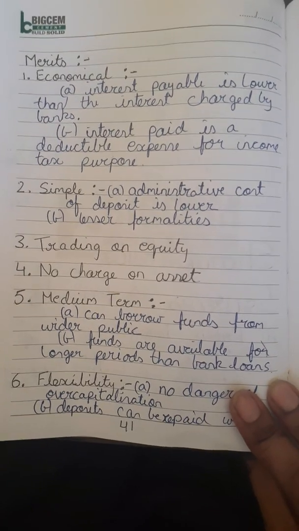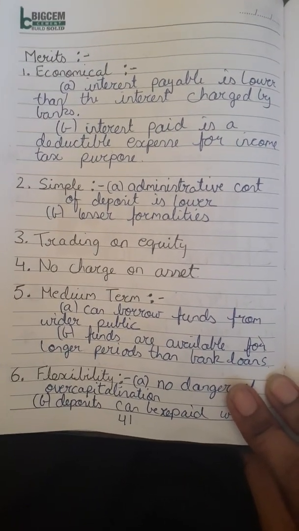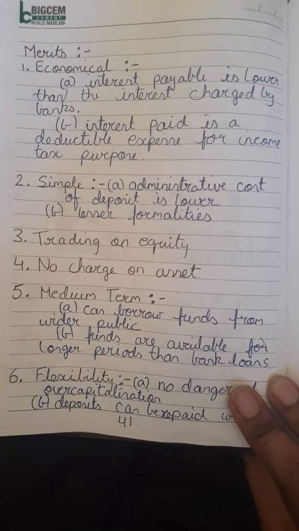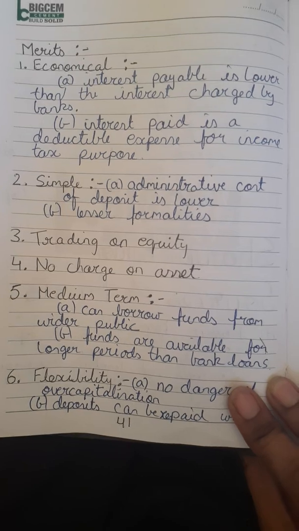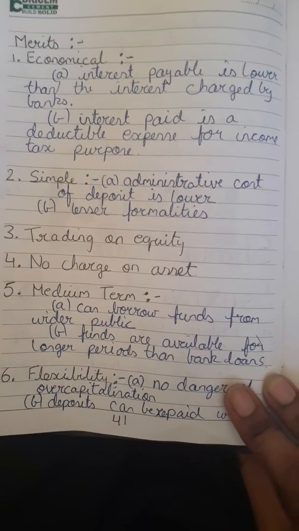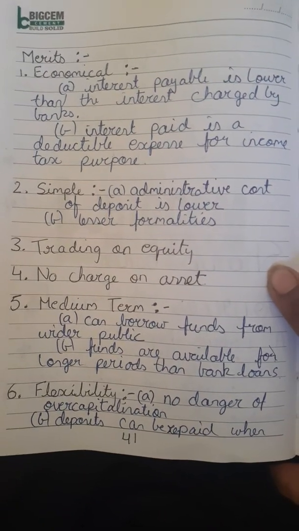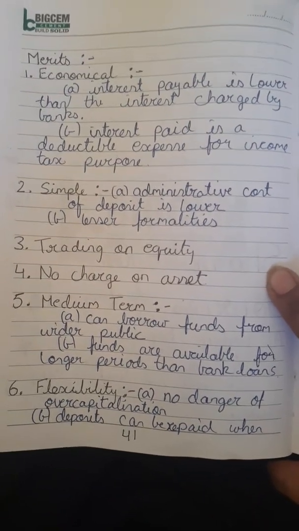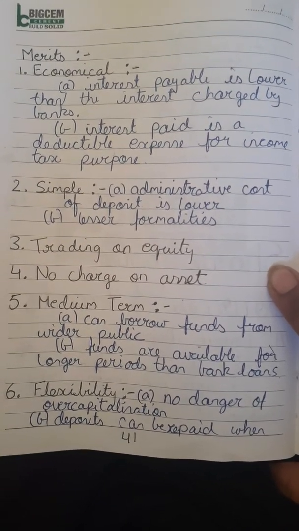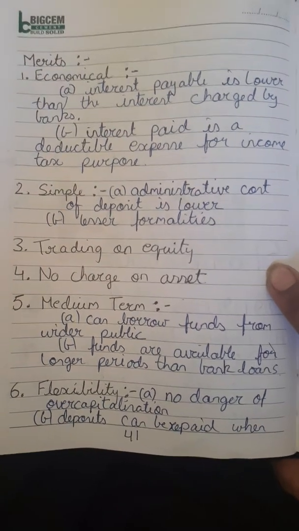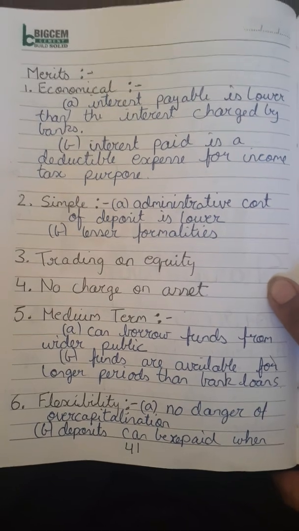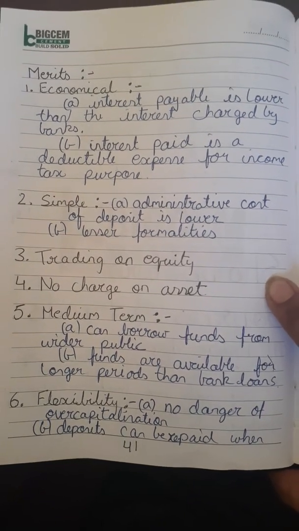The first reason is economical. The interest which a company pays to its depositor is comparatively lower than the interest charged by the bank. That means if a company borrows funds from a bank, it has to pay higher interest than to its own depositors. Secondly, interest paid can be deducted as an expense for income tax purpose.